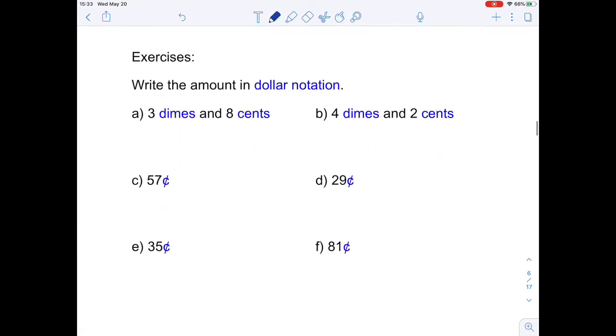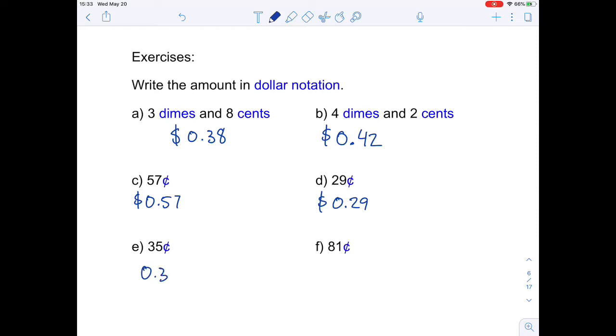All right, here are some exercises. Again, pause the video and try these. Write these amounts in dollar notation. So 3 dimes and 8 cents makes 38 cents, which looks like this in dollar notation. 4 dimes and 2 cents is 42 cents. So you could start by writing the 42, and then you could add the 0 and a decimal in front. 57 cents is 57/100ths. 29 cents is 29/100ths of a dollar.